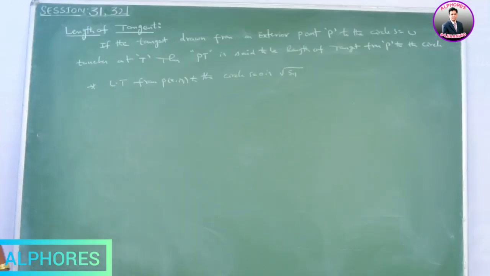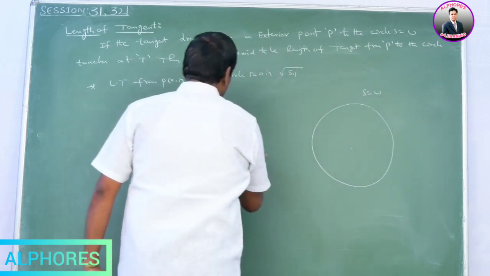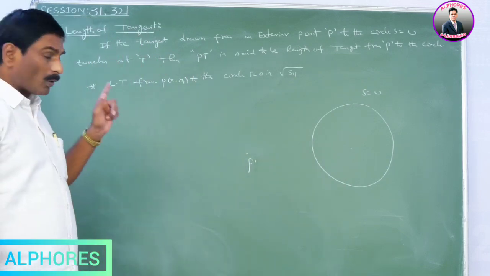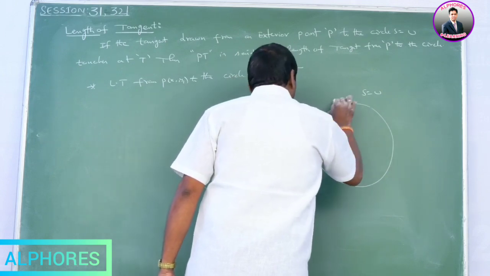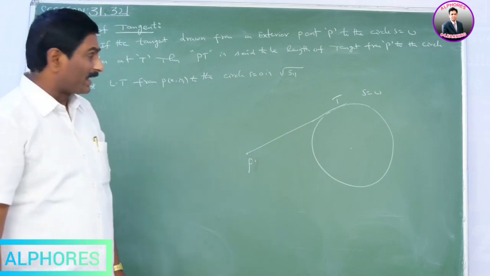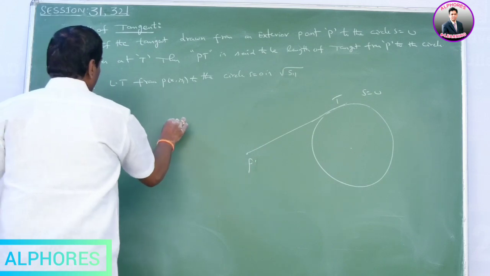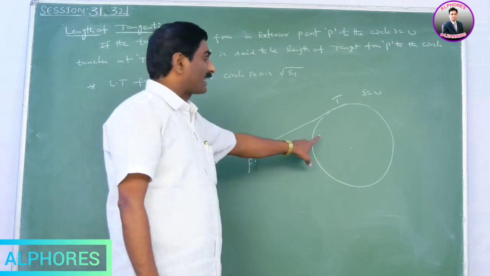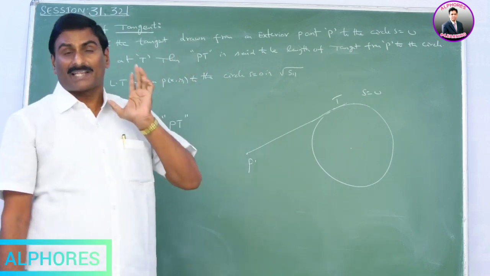Next, length of the tangent. Suppose S is equal to 0 be the equation of the circle, and P is any exterior point with respect to this circle. If the tangent through P meets the circle at T, that means T is the point of contact, then the distance between these 2 points, that means the length of the line segment PT, is said to be the length of the tangent.